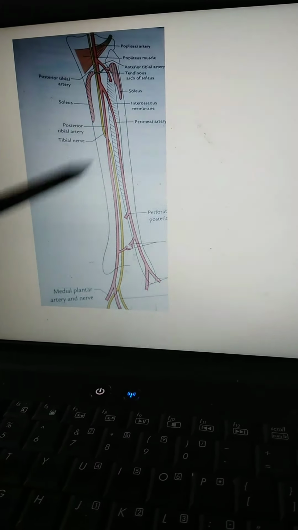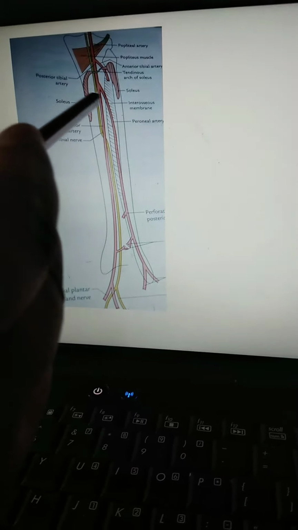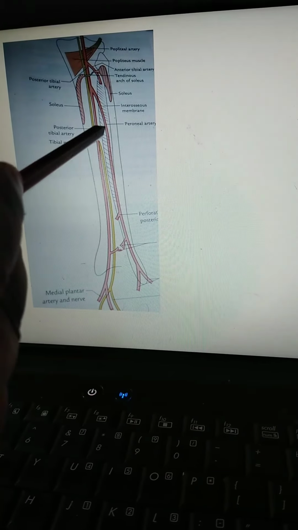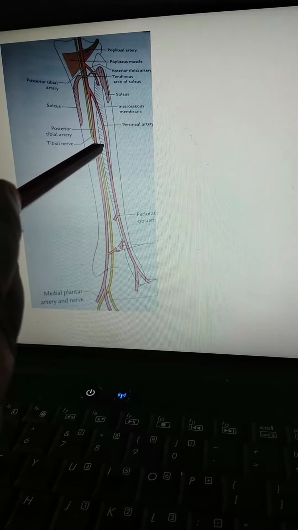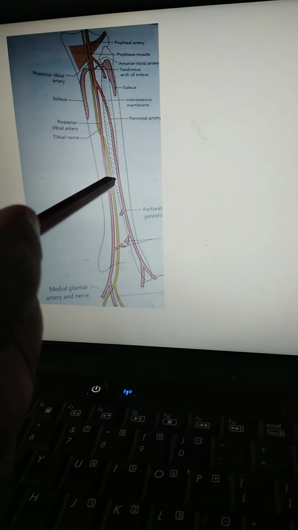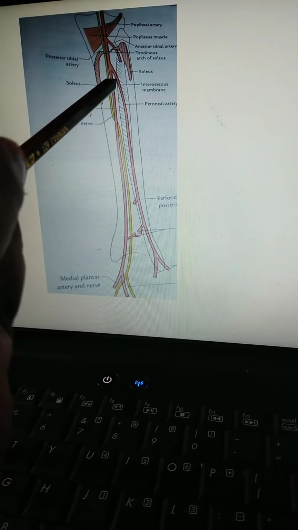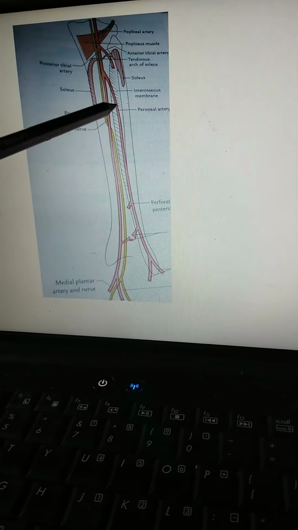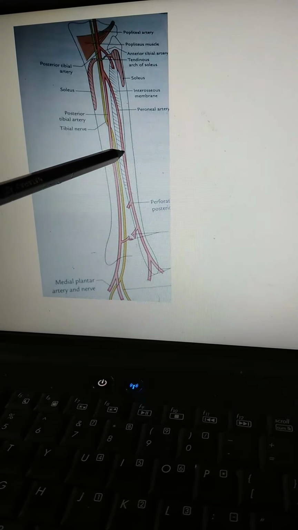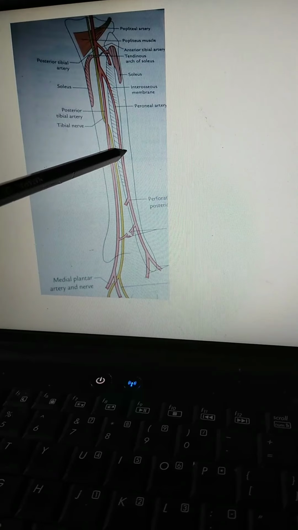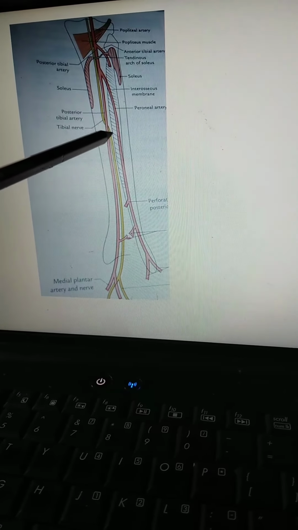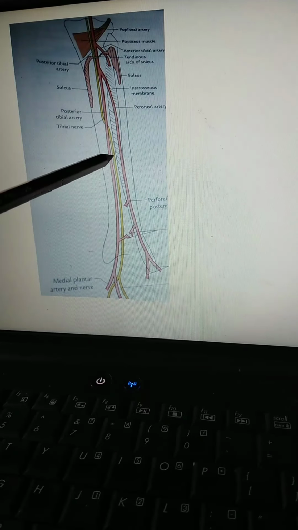Now, peroneal artery, it is the largest and most important branch of the posterior tibial artery. It provides blood supply to the posterior and lateral compartment of the leg. It arises 2.5 centimeters below the lower border of popliteus. It runs obliquely towards the fibula and then descends along the medial crest of fibula in the fibrous canal between tibialis posterior and flexor hallucis longus.